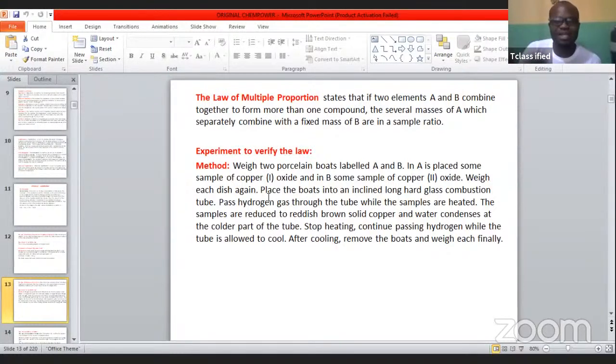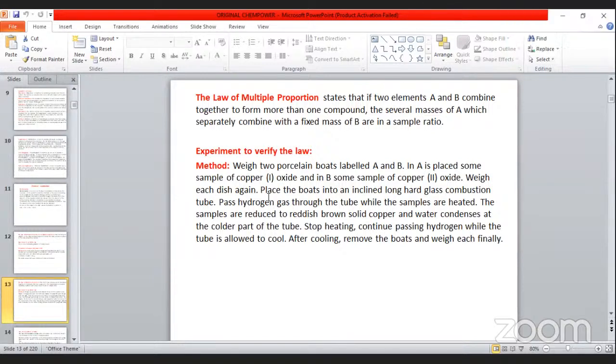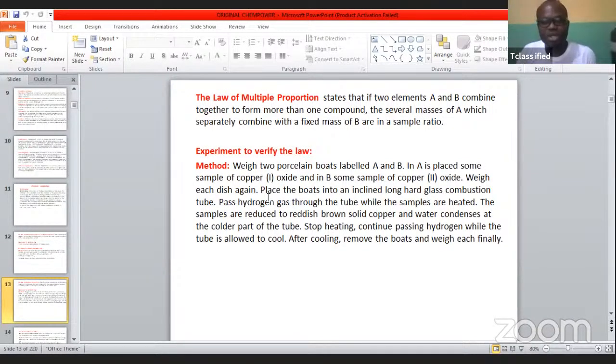You remember we looked at the law of definite proportion or the law of constant composition. So you either call it definite proportion or constant composition; that is the same law. But the second law we are going to be looking at here is the law of multiple proportion. And it states that if two elements A and B combine together to form more than one compound, the several masses of A, which separately combine with a fixed mass of B, are in simple ratio.